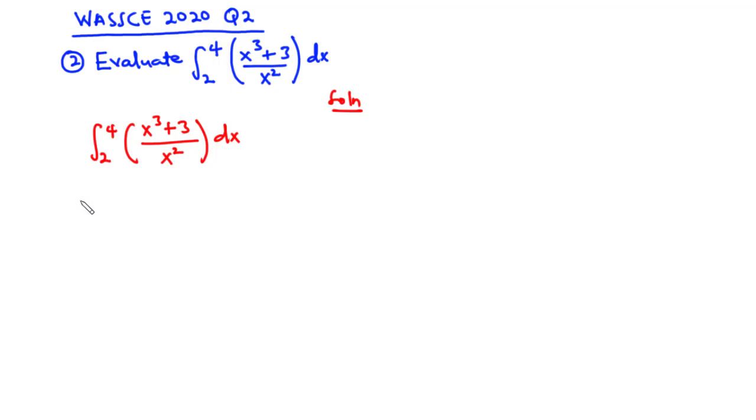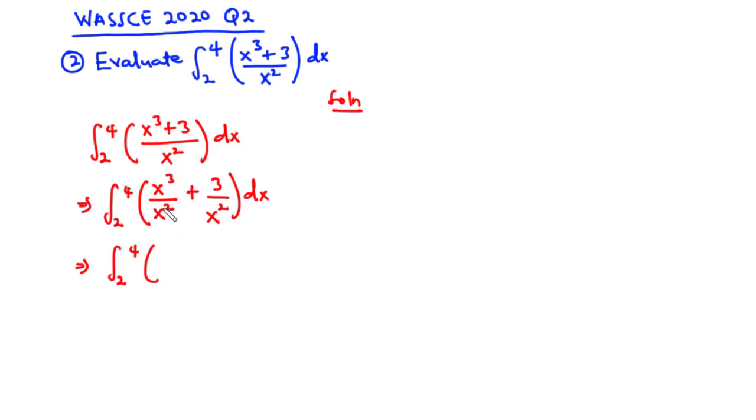Now to solve this problem, the first thing that we need to do is to split the terms. So we can simplify this as x cubed over x squared plus 3 over x squared dx. So by this, we've been able to split the terms. Now let's simplify this expression. x cubed divided by x squared is x. And then from indices, we can simplify this as 3x exponent negative 2.